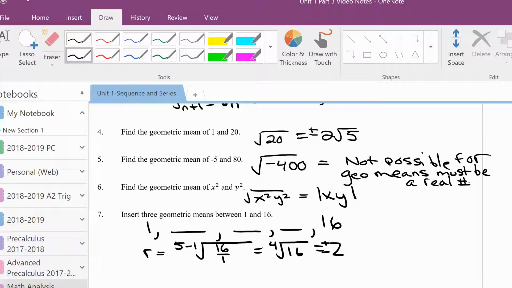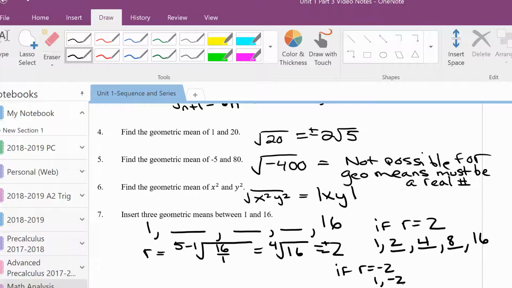All right, so yes, the fourth root is plus or minus 2. So basically, if r is 2, then the geometric means are 1, 2, 4, 8, and then 16. But if r is negative 2, then you have 1, negative 2, 4, and then negative 8, and then 16. So depending upon what the ratio is, it's either positive or negative 2 that determines the geometric means.